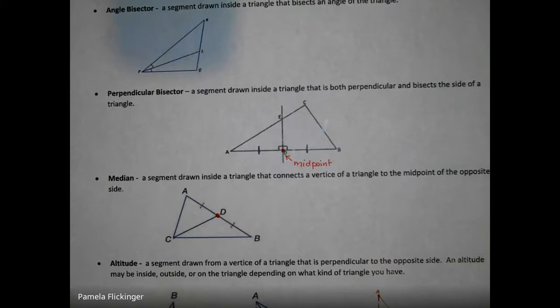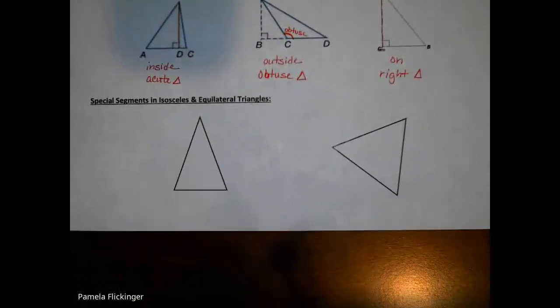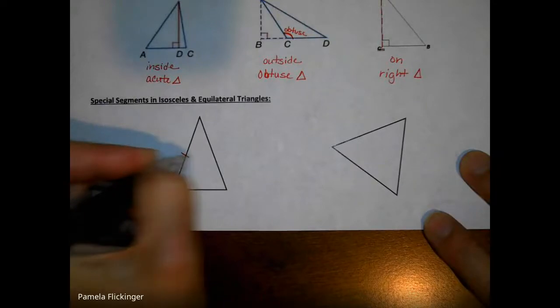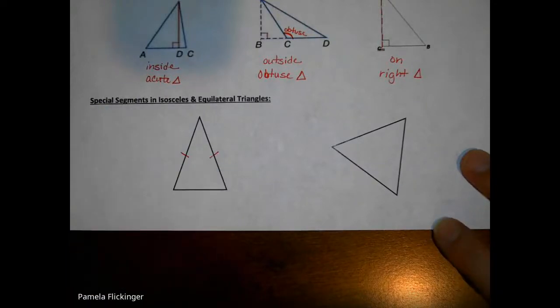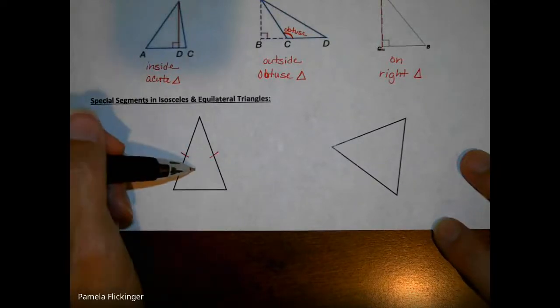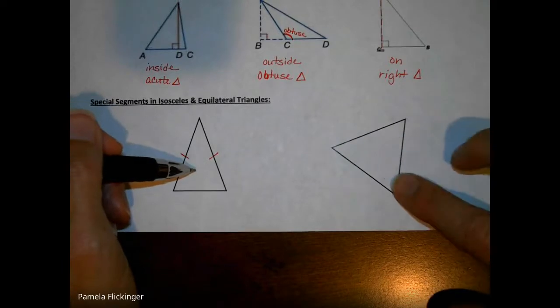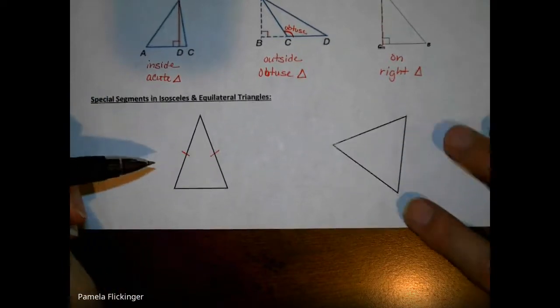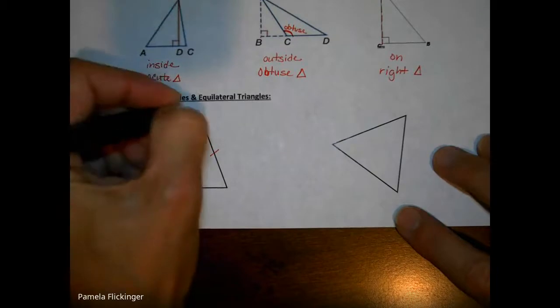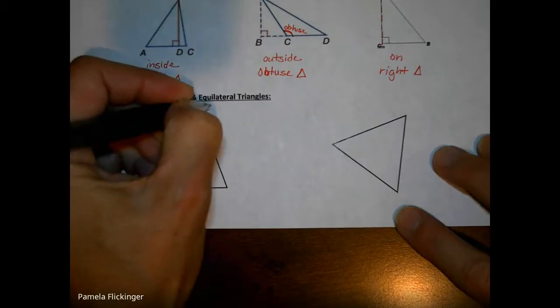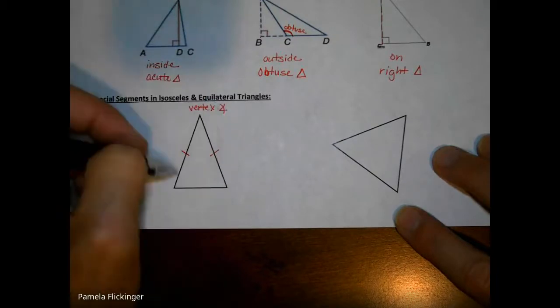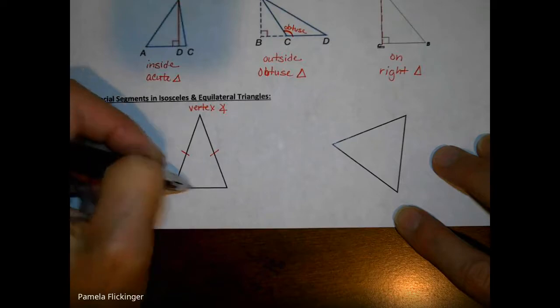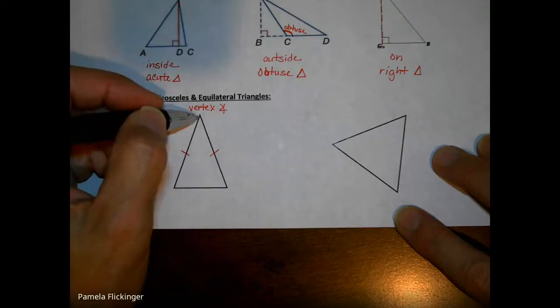Now, isosceles and equilateral triangles. We know that those are special. If I look at this, I can tell those are my 2 congruent sides. In isosceles and equilateral triangles, if you are drawing these segments from the vertex angle, and remember the vertex angle is the one that is opposite your base.